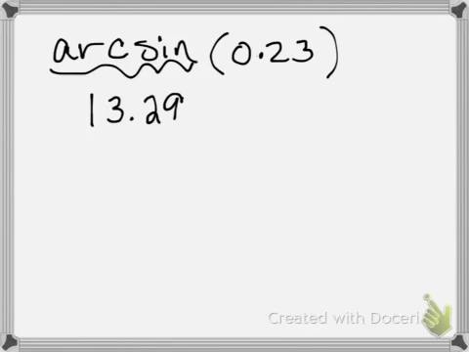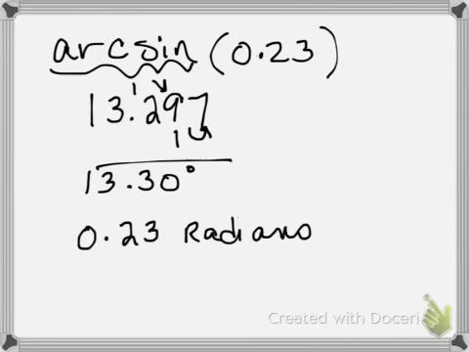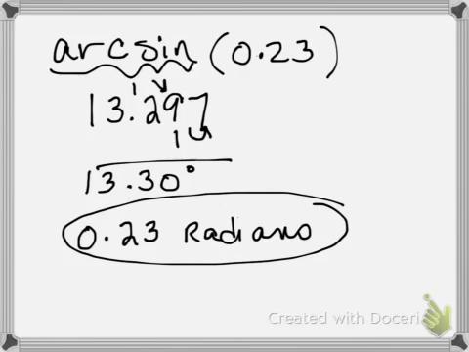297. It says to round to the nearest hundredth. This is the hundredths place. The next number's 5 or bigger, so it's going to add 1 to that. So my answer is going to be 13.30 degrees. That's if my calculator's in degrees. If I change my mode to radians and I punch in arc sine of 0.23, I get 0.23 radians. So that would be my answer for that one. So ironically, those two things match. That's not always going to happen.